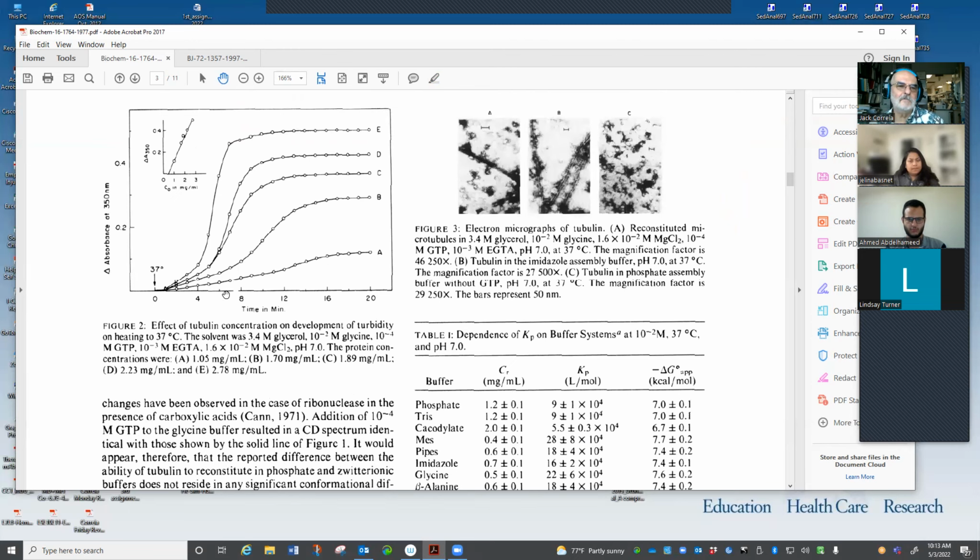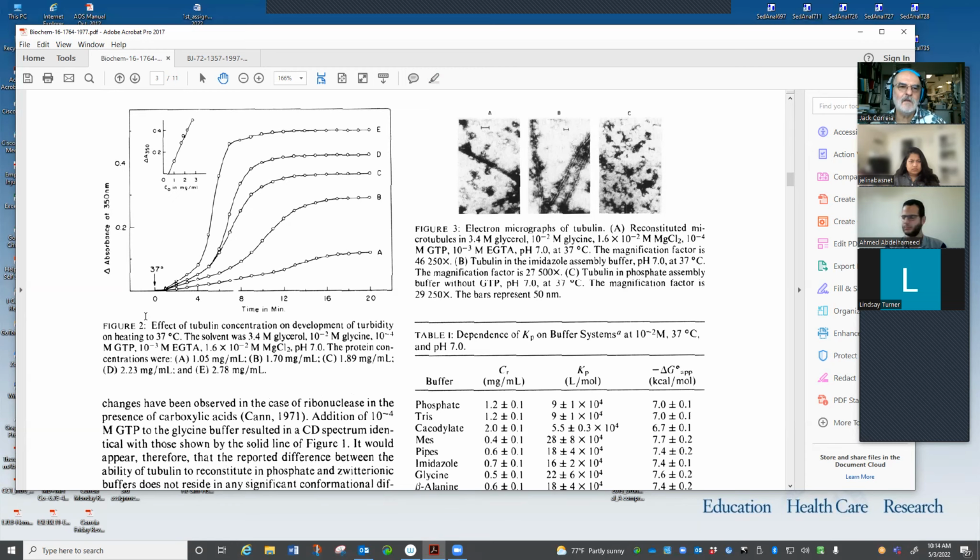Then the paper describes what became a standard method in the field. I think some people still do this. It's mostly sort of gone out of vogue as new techniques come along, and as we mostly do visualization of microtubule assembly. But the method was basically that you start out with a series of concentrations. So this is A to E, different concentrations, which they recognize as 1.7, 1.9, 2.2, and 2.78 mgs per mil, okay? And so as you raise the protein concentration, you see more and more assembly.